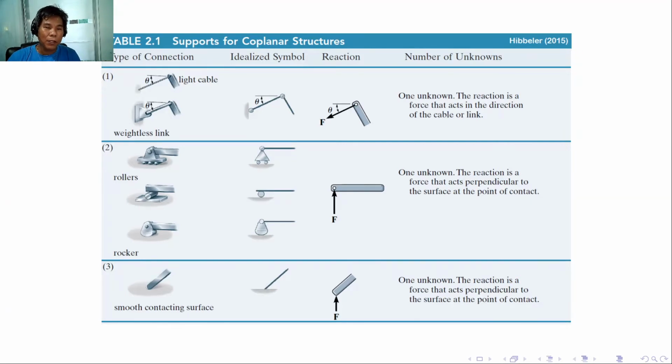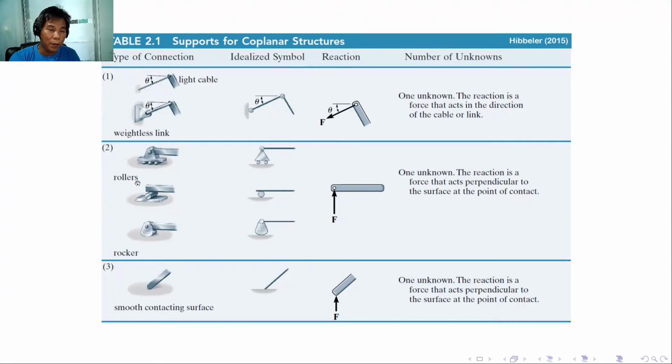This type of connection can be idealized like this one. So as you can see, there is the circle, which means the pin connection. And the reaction for that is this one force only that follows the path of the light cable or the link. This one unknown or the reaction is a force that acts in the direction of the cable or link. This one follows the link and the cable.